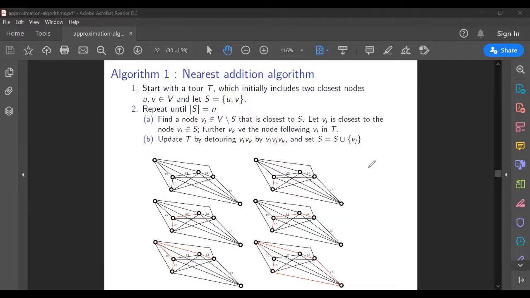What are they? Vi, Vj, and Vk. So now we'll have three nodes. So repeat the same process again and again till the number of elements in S is equal to the number of nodes in V also.